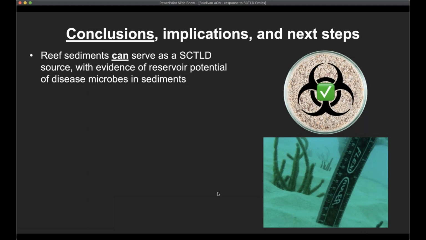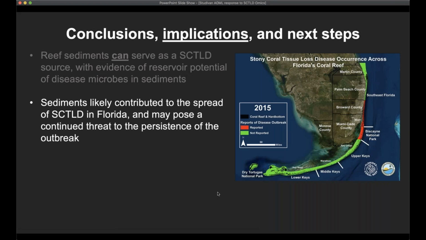From this study, we determined that the reef sediments can in fact serve as a source of SCTLD. And additionally, we found evidence of reservoir potential of these disease microbes in sediments. So this could potentially mean that disease-inoculated sediments might hold on to some microbial communities and allow them to even proliferate in some environments. From this, we can conclude that sediments likely contributed to the spread of SCTLD throughout Florida and likely also pose a continued threat to the persistence of the outbreak both within Florida, but perhaps also within some of the other territories that have seen recent observations of disease.